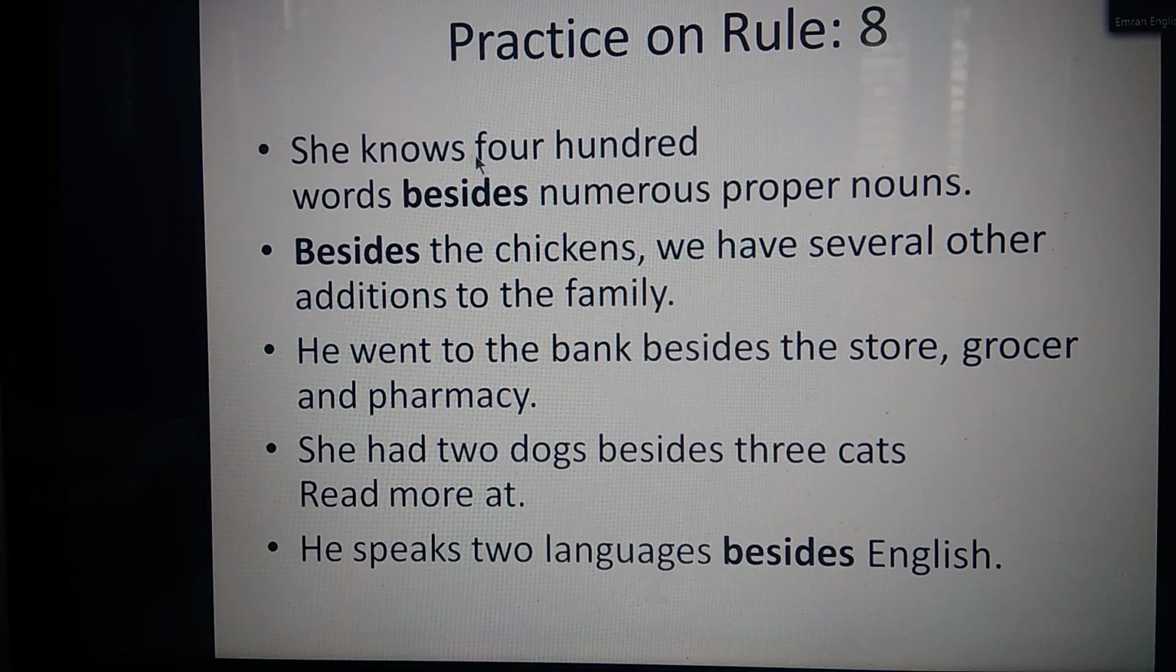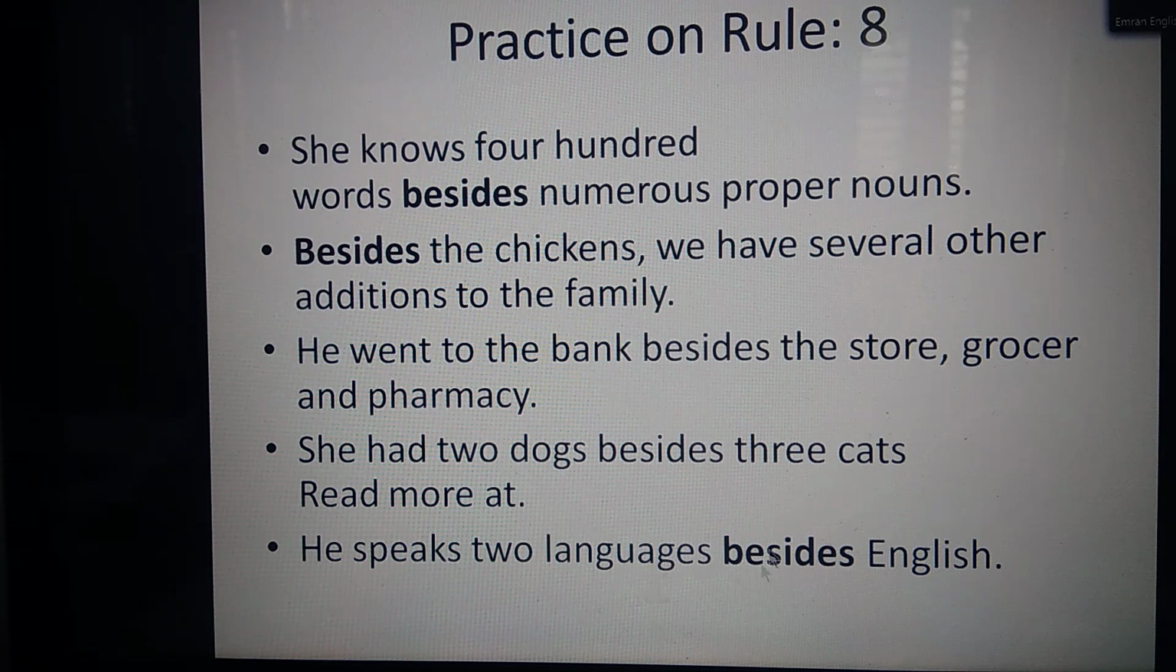The first sentence, she knows 400 words besides numerous proper nouns. This is in simple form. Turn this sentence to complex and compound. The second one is also in the simple. Turn this to complex and compound. The third one is also in simple, so make it complex and compound.